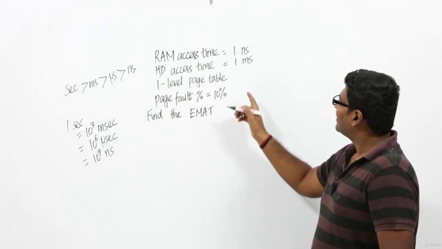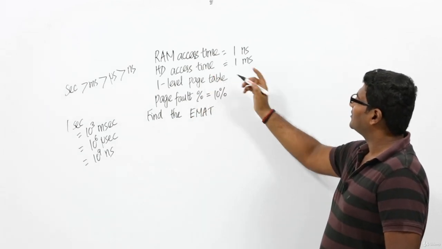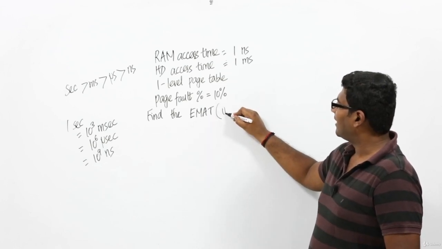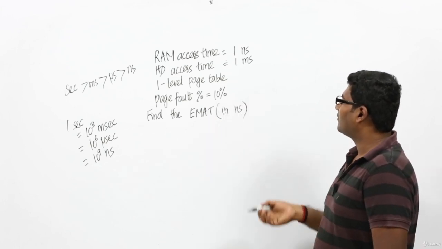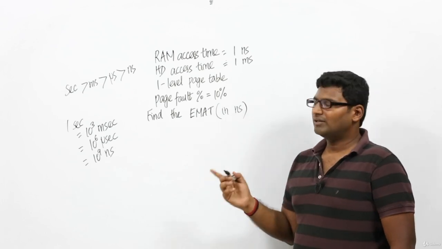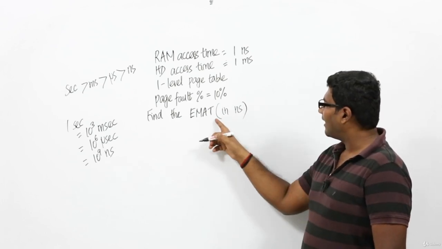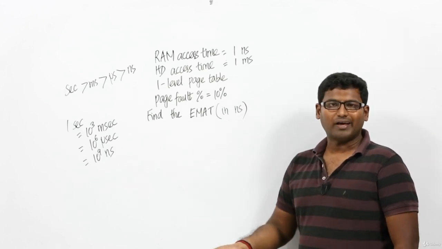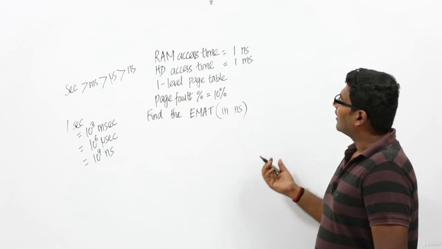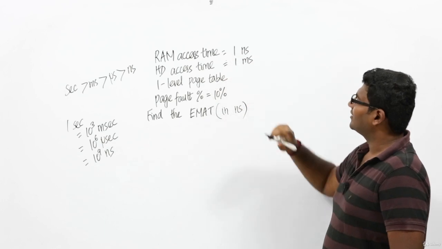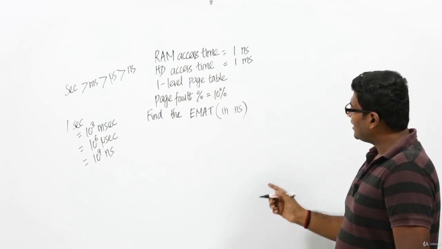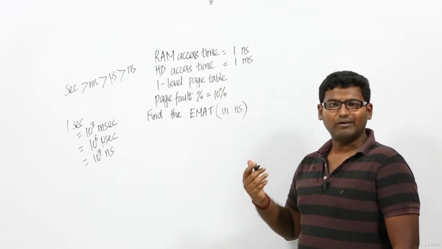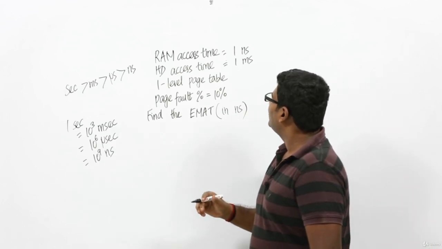For example, here it has been given the hard disk access time. Let us assume they have given that we need to compute the effective memory access time in nanoseconds. So since we want the answer in nanoseconds, we need to convert everything which they have given into nanoseconds. They have already given RAM access time in nanoseconds, so we can leave it as it is. Now we need to convert this hard disk access time, which is in milliseconds, into nanoseconds. How can we do that?